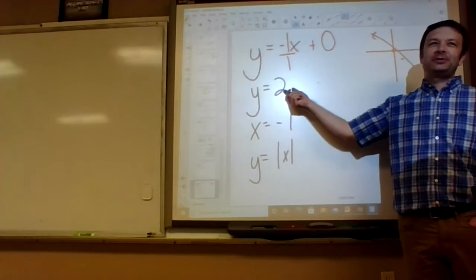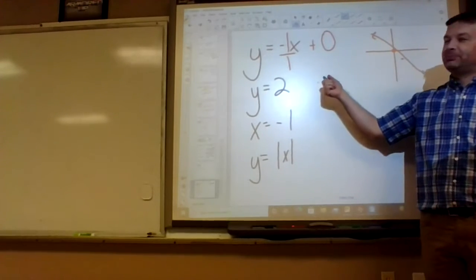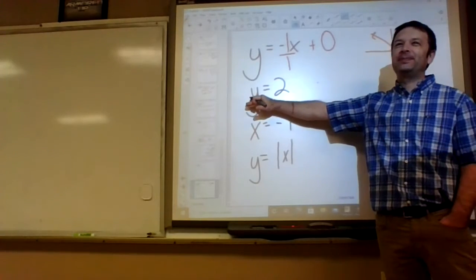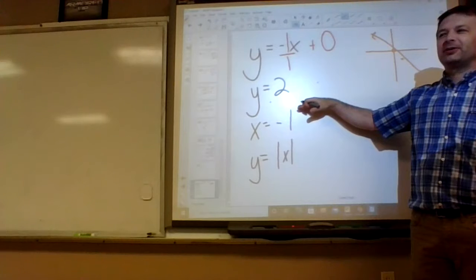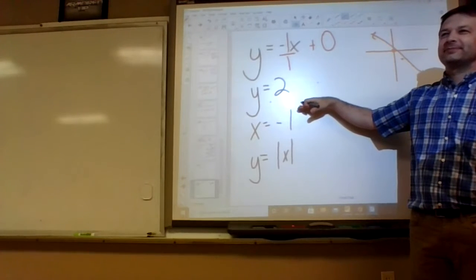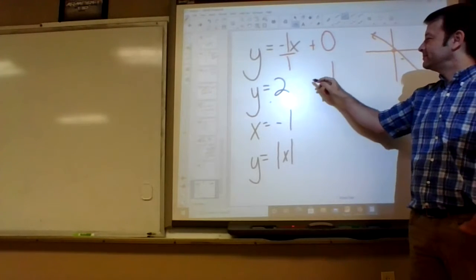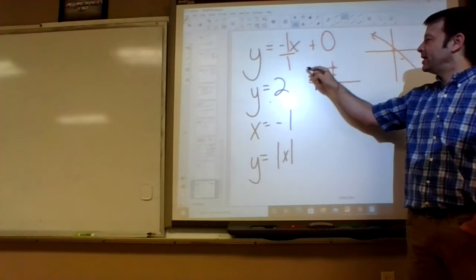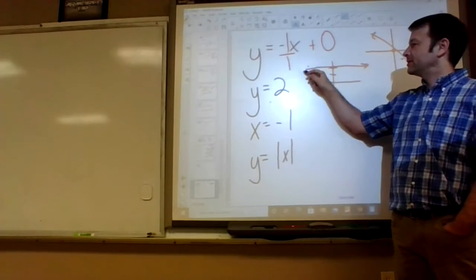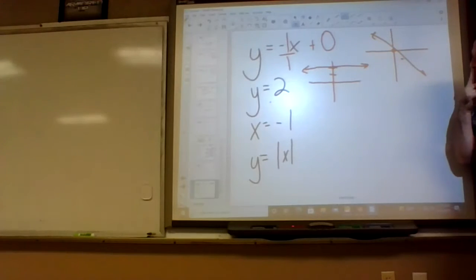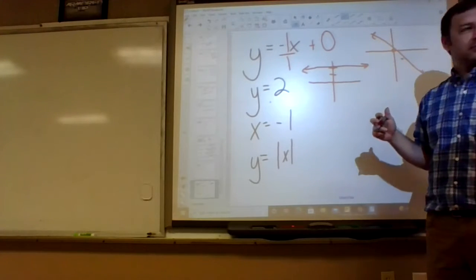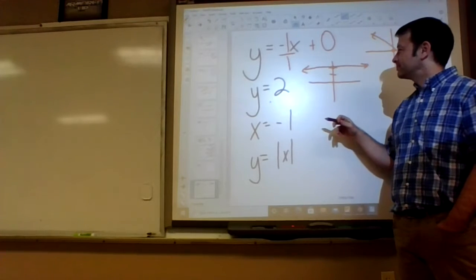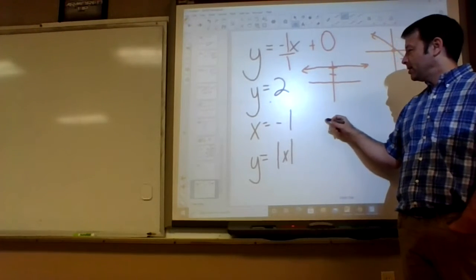Okay, and then y equals 2. What did that line look like? It's a horizontal line. Yeah, you go up to 2 on the y-axis and just draw a horizontal line to that. It's above the 2 line, so it's like 2.1. Thank you, David.